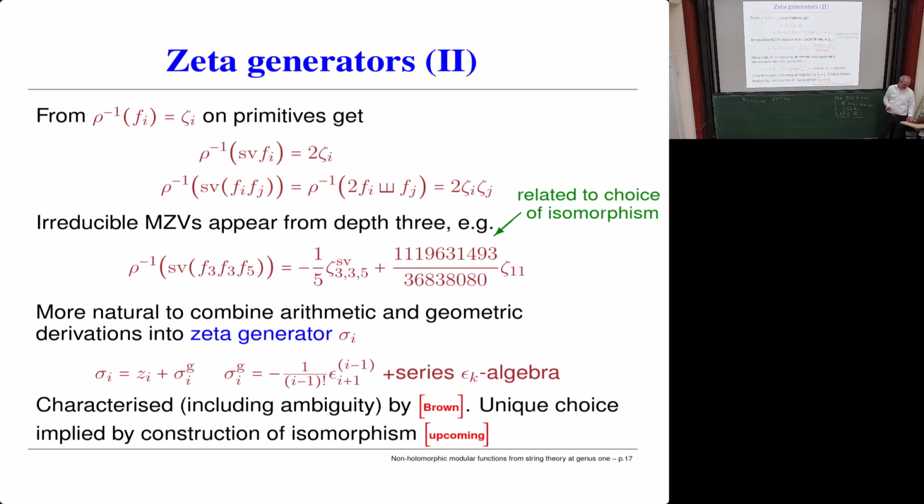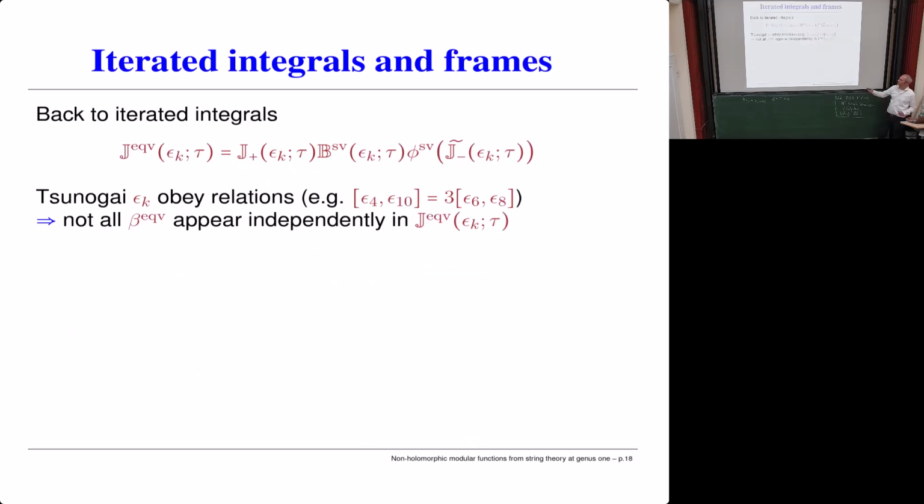So, what do we do with all this information? Let's go back to where we started. We started with this generating series of good modular combinations, which are called equivariant, of iterated integrals, which was a series in these epsilons, which had these different ingredients. Now I've explained to you what this phi SV does. I will have to say a bit more about the thing in the middle.